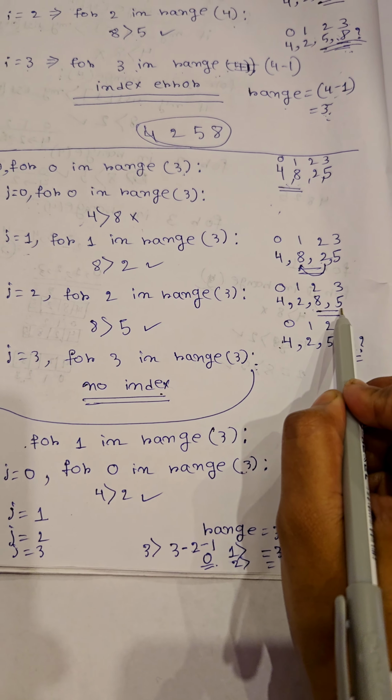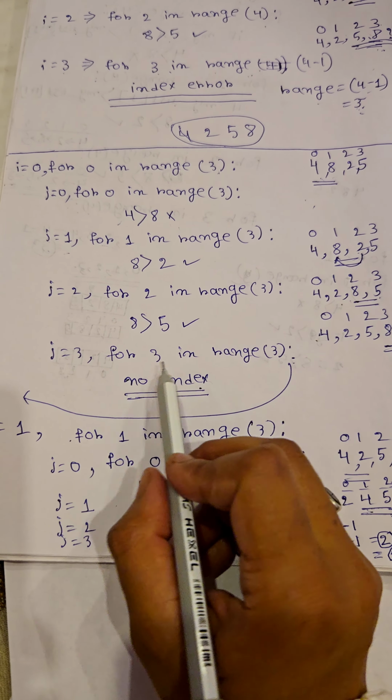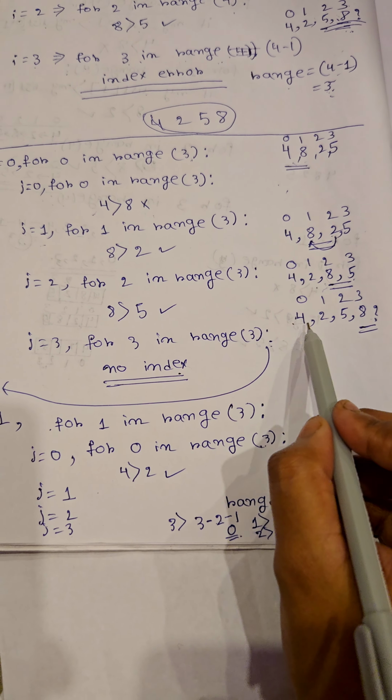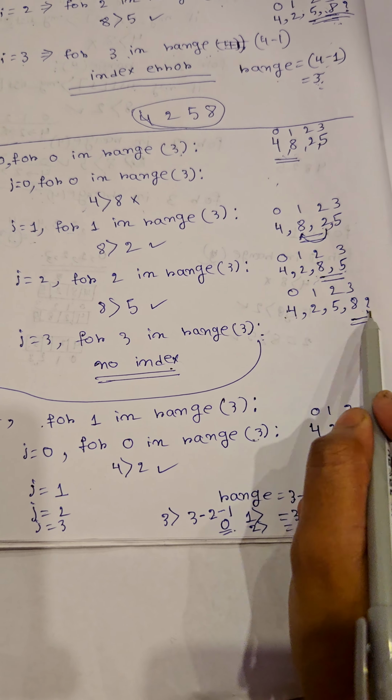So 4 2 8 5 is there, and then again j equals 2, 8 greater than 5, yes, and swapping is done. So we get 4 2 5 8.